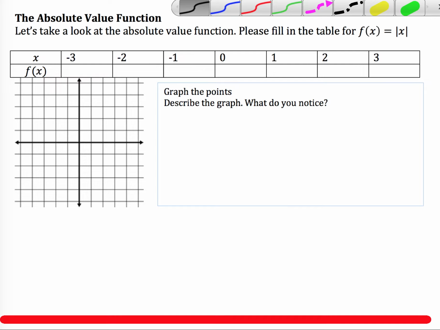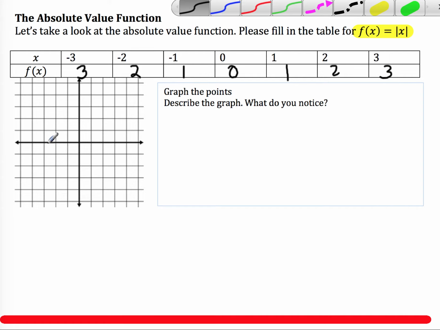Next, we are going to talk about the absolute value function. If we take a look at this absolute value function, we're going to fill in a table first. These bars mean absolute value. So what's the distance negative 3 is away from 0 on the number line? Positive 3 units. What about negative 2? Positive 2. Negative 1? Positive 1. 0? 0. 1? 1. 2? 2. And 3? 3.